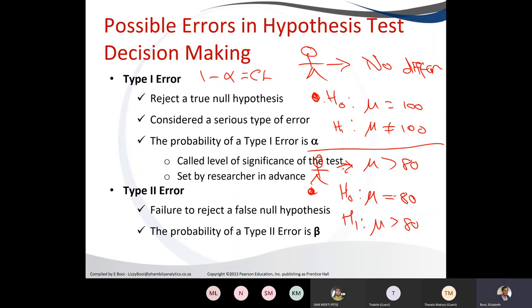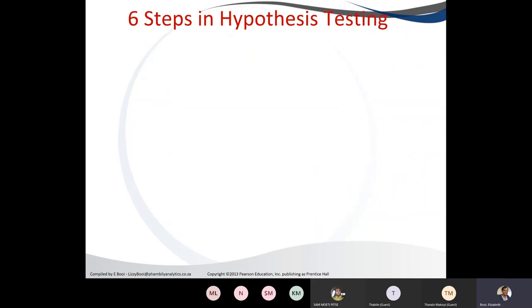And it's denoted by beta as the type 2 error probability. And these are just the possible errors that can happen. Enough with the errors. Let's now look at how we do the hypothesis testing.